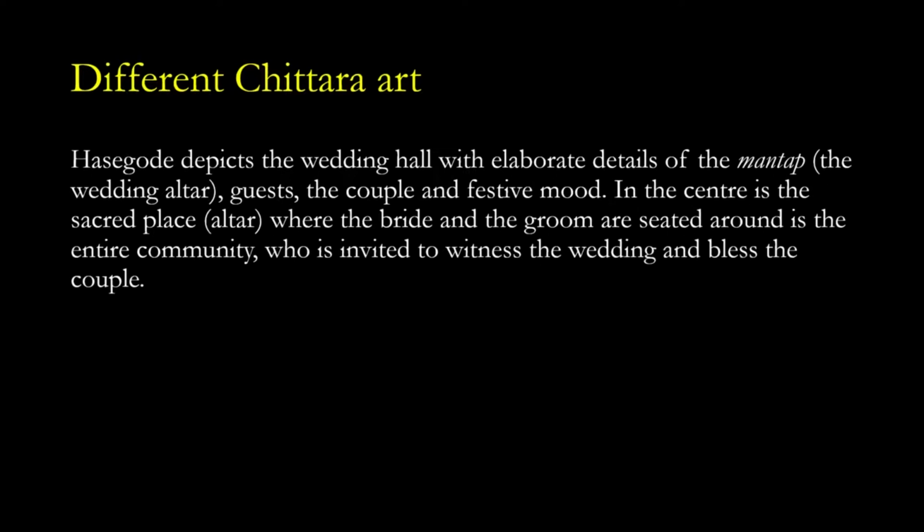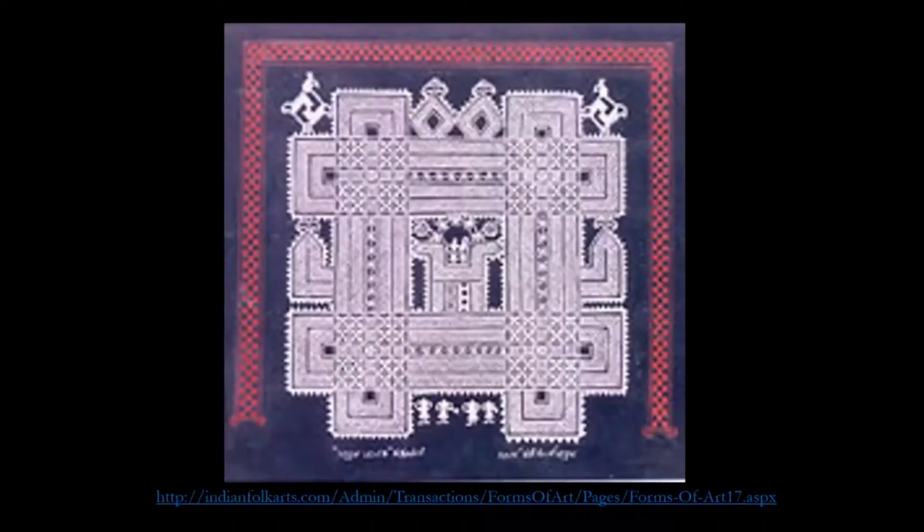So, Hasegodi depicts the wedding scene where there will be a sacred space and around it people will be seated, such as this. In the center, in the square, you see the couple seated, the bride and the bridegroom. Around it are the people sitting, and there are some bird figures who are thought to be auspicious. And in the bottom you can see some musicians playing musical instruments here. Here you see the bird figure, and these are the sacred pots.